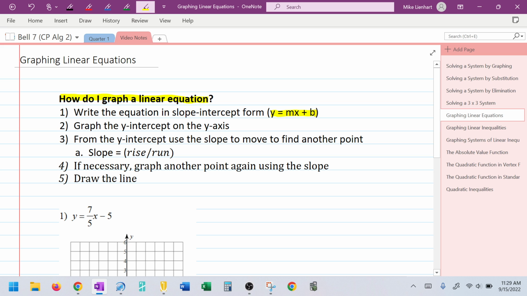What we're going to do is write the equation in slope-intercept form. We're going to identify the b, which is also known as our y-intercept, and we're going to graph that. After I plot the y-intercept, I'm going to use the slope, or the m, to move using the basic definition of slope as rise over run. That'll give us a second point. And then if necessary, we're going to keep using that to find other points as well. Once I have the points, I draw the line through the coordinate plane.